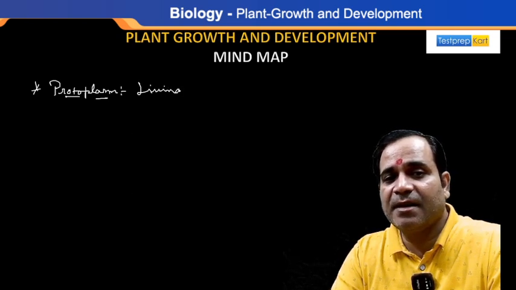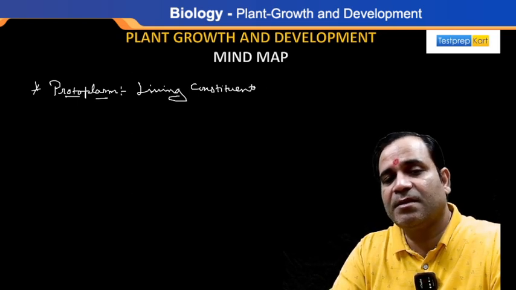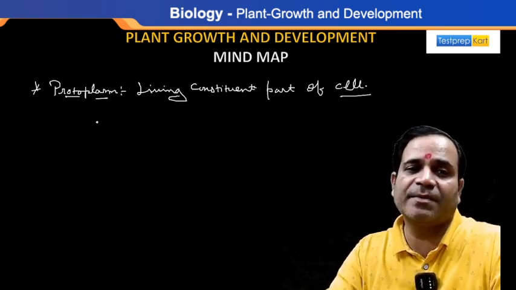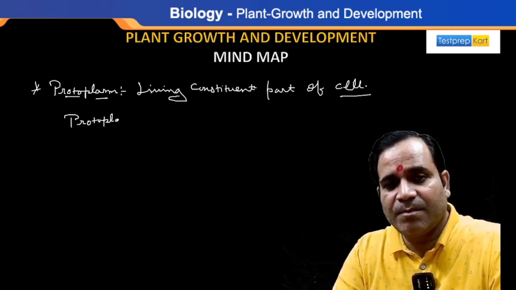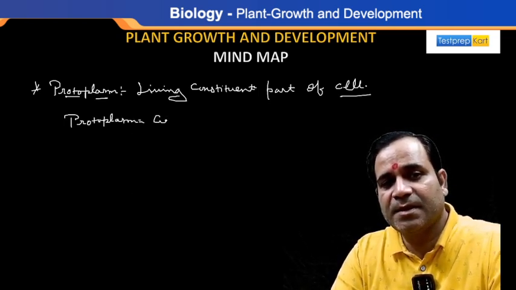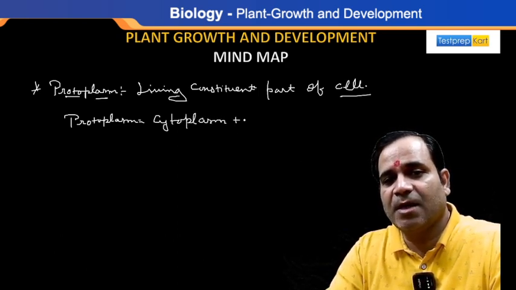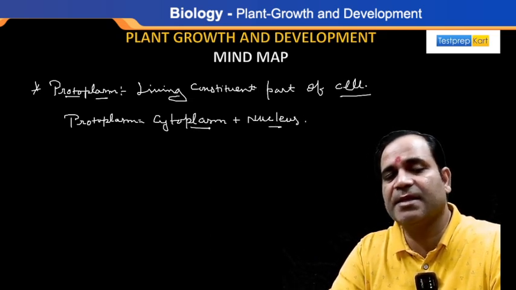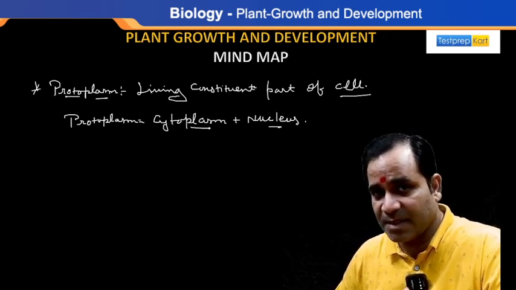The living constituent part of the cell is known as what? Protoplasm. In another way, protoplasm equals cytoplasm along with the nucleus. If the cytoplasm is along with the nucleus, then it is termed protoplasm. This is the thing.